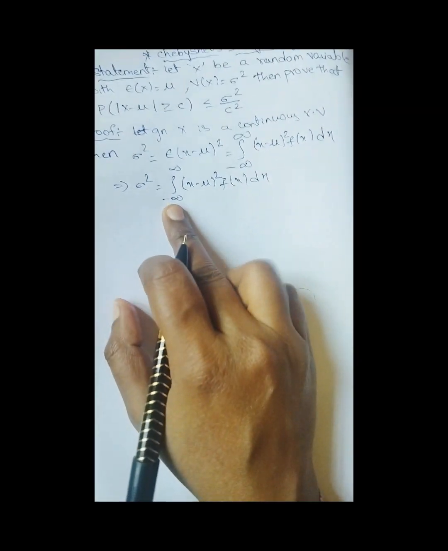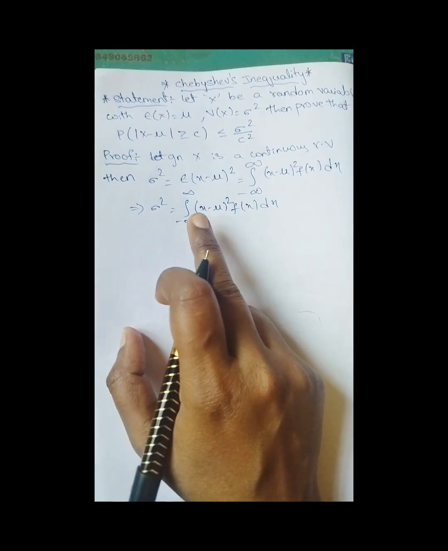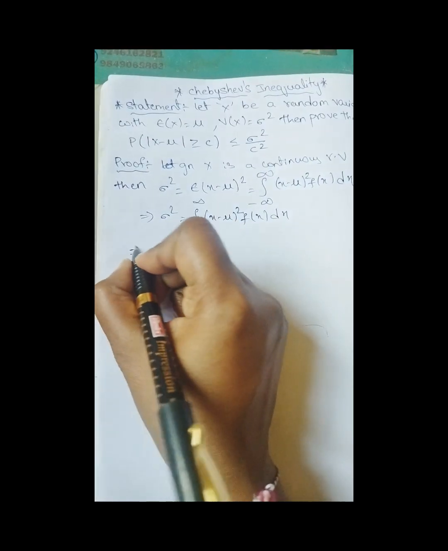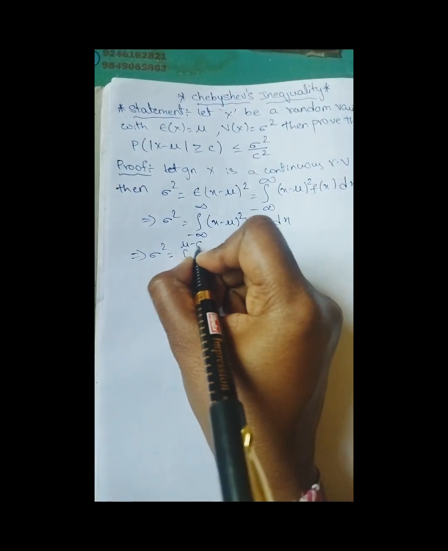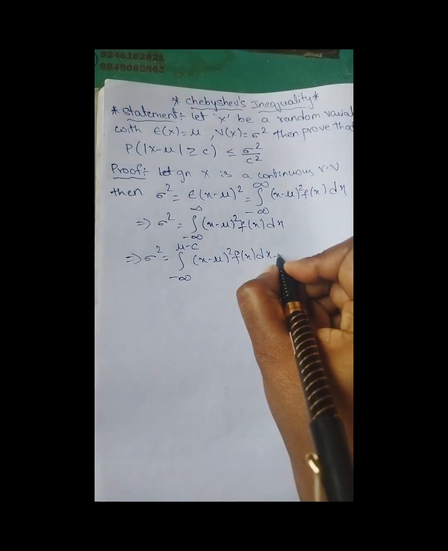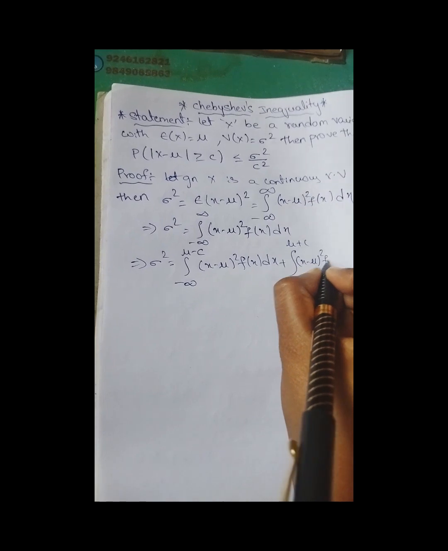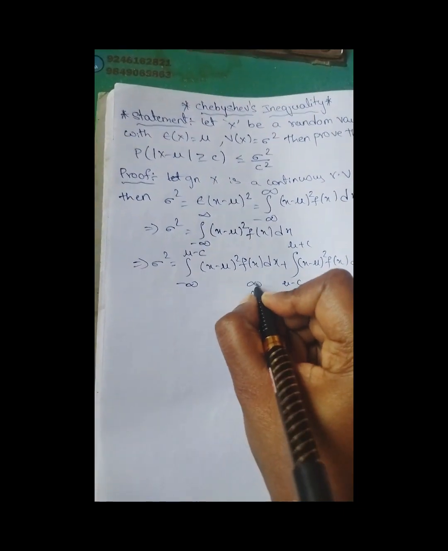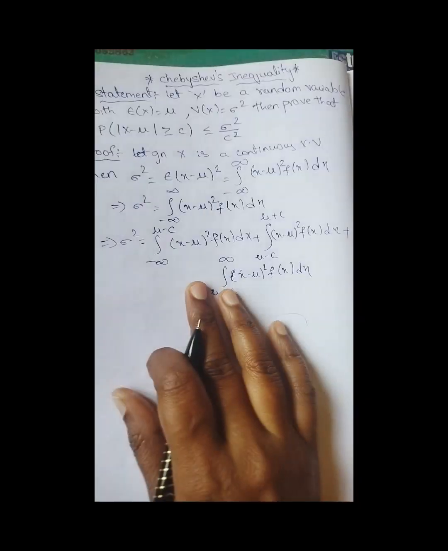Now, the integration limits are minus infinity to plus infinity, and I am going to split them. Here I am going to introduce two new limits, mu minus c and mu plus c. So now this changes to sigma square equal to the integral from minus infinity to mu minus c of X minus mu whole square f of x dx, plus the integral from mu minus c to mu plus c of X minus mu whole square f of x dx, plus the integral from mu plus c to infinity of X minus mu whole square f of x dx. What did we do here?